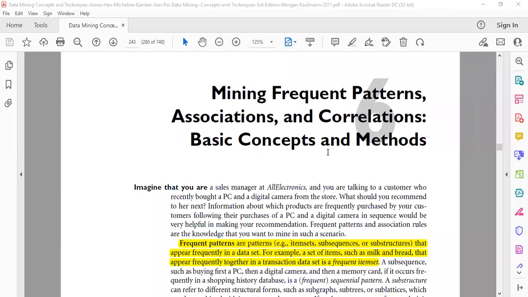Good afternoon, students. In this lecture, we'll be learning about association rules and frequent patterns. Frequent patterns are patterns that appear frequently in a data set. For example, a set of items such as milk and bread that appear frequently together in a transaction data set. So whenever you go to market and buy some things together, those items which are frequently bought by several other customers are called a frequent item set.